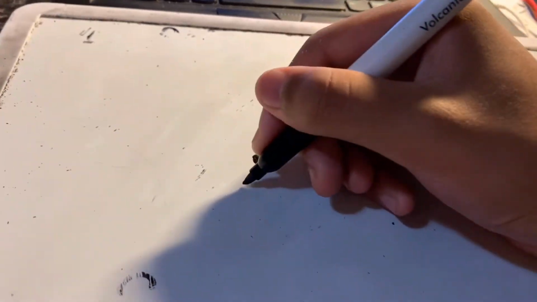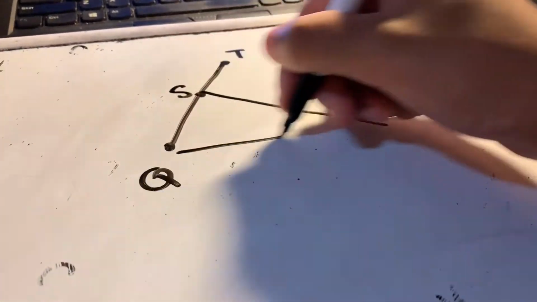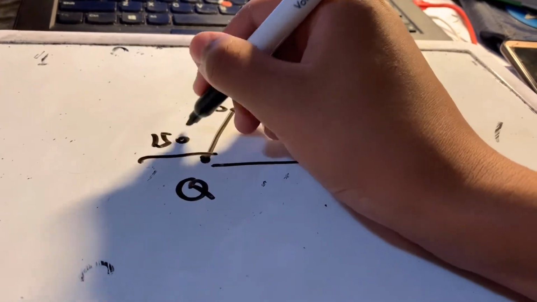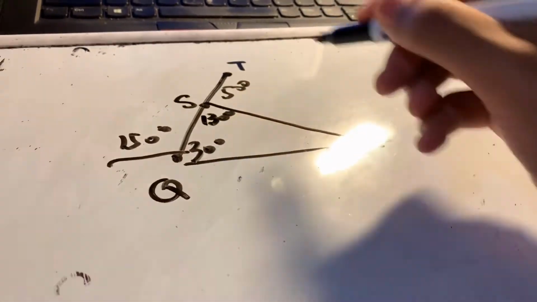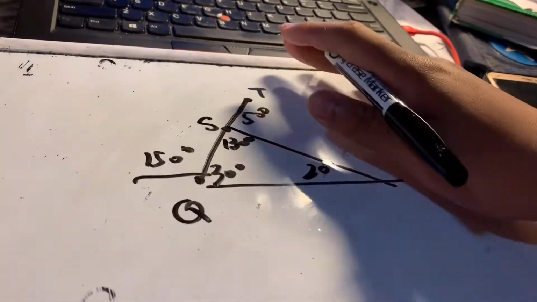In the diagram, point Q lies on PR and S lies on QT. What is the value of x? So to do this, it is mostly like this. We know that here this is equal to 30, this is equal to 130, and this is equal to 20. So we get the answer to problem 5, which is 20 degrees.